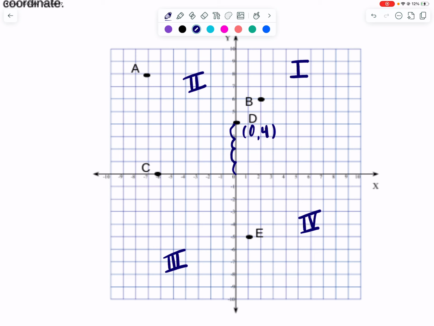Remember, x comes first. If I do point B, to go to B, I have to go to the right 2. So that means my x is a positive 2. And then I have to go up 1, 2, 3. I'm going to skip over 4, 5, 6. So the coordinates of B are 2, 6.